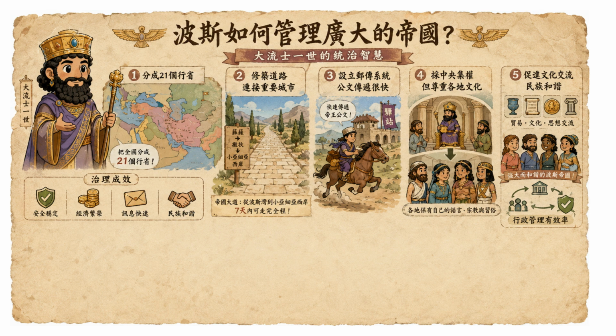This slide is about smart administration, not just conquest. Notice the 5 key methods: dividing the empire into provinces, building roads, creating a postal system, centralizing power, and respecting local cultures. The road system and relay stations helped messages travel quickly across long distances. At the same time, the emperor kept control, but still allowed different peoples to keep their own customs. That is why the Persian Empire could stay stable, efficient, and relatively harmonious.